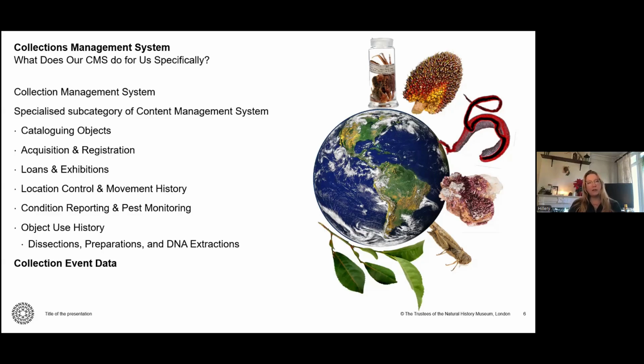Our pest monitoring data also goes into our CMS, and it can actually produce heat maps of the actual building, giving us a temporal idea of exactly where something might be starting to become a problem before it becomes an actual problem for the collection itself. So we can catch emerging pest problems really quickly using the CMS data. And it has the object use history. So for instance, a specimen might get dissected, a slide's then made of part of that specimen.